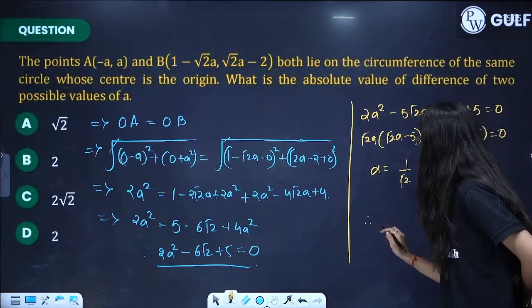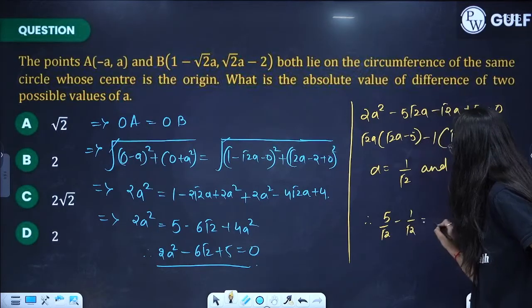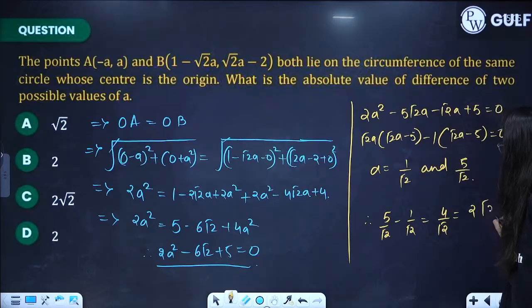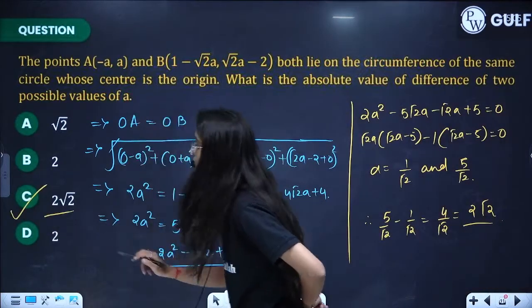So 5 by root 2 minus 1 by root 2, it gives me 4 by root 2, which could be further written as 2 root 2, which is my option C. Okay.